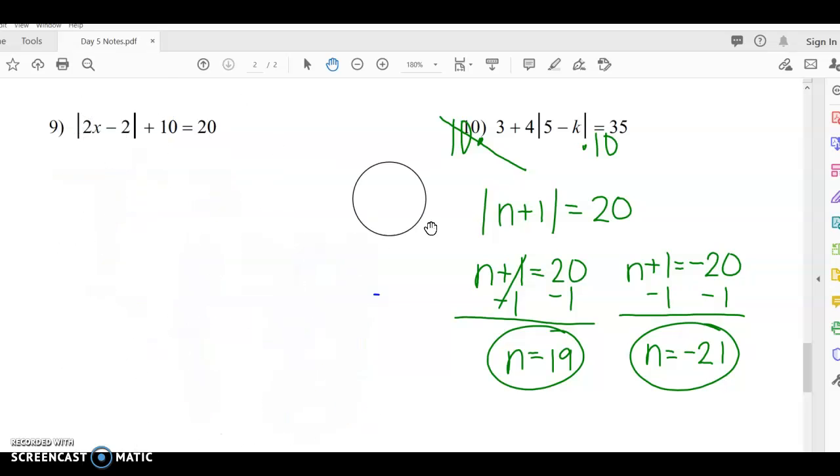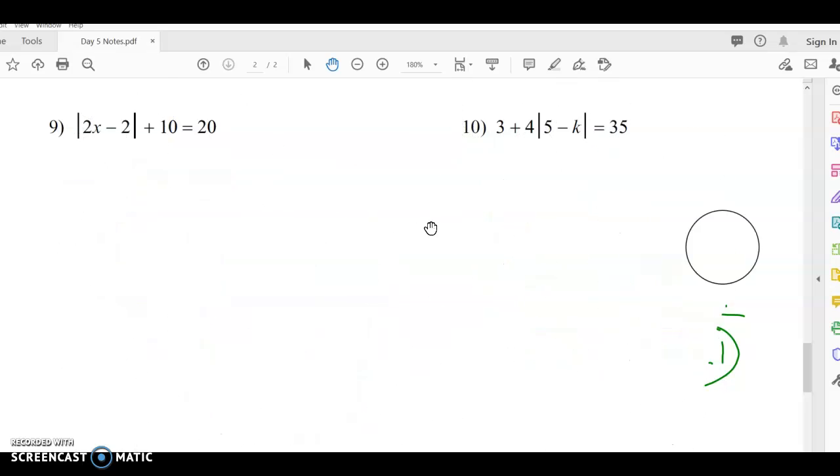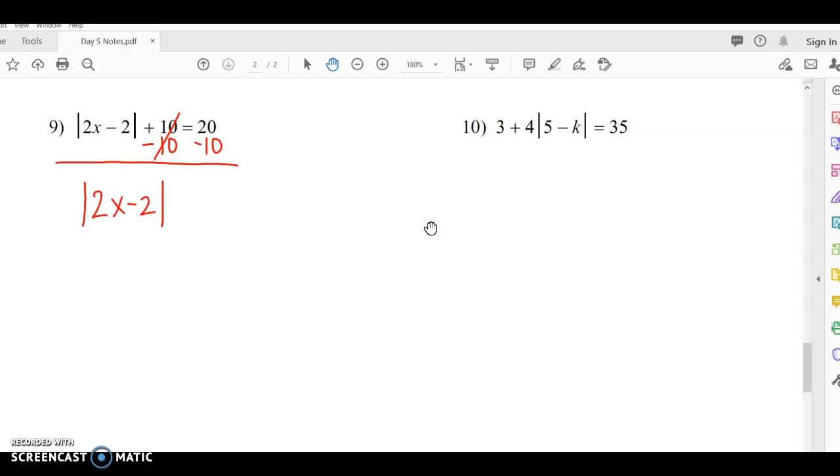So like on number 9, I can see that the absolute value is not alone. Not alone because of that plus 10. So to move a plus 10, I would subtract 10 on both sides. So then I'm at the absolute value of 2x minus 2 equals 20 minus 10 is 10. Now that the absolute value is alone, I break it apart. 2x minus 2 equals positive 10, and 2x minus 2 equals negative 10.